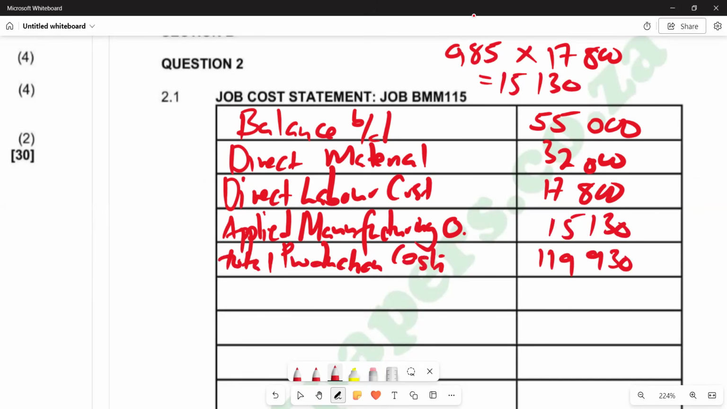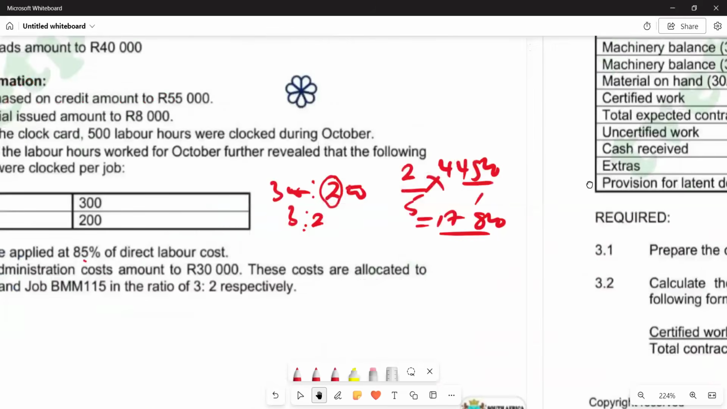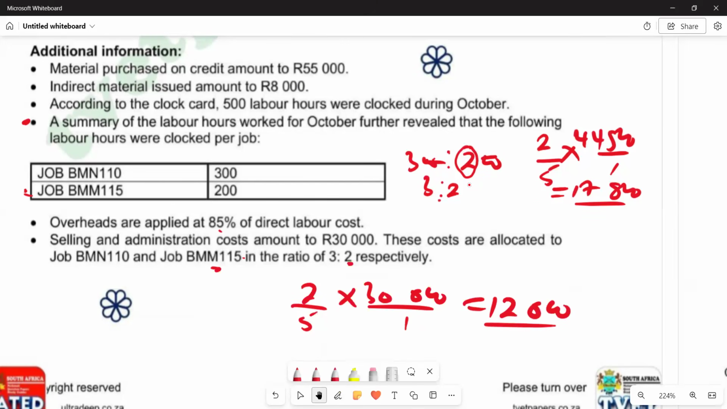Then beneath that, we have some other costs that we can check in the question. Remember, we've got selling and distribution costs, which amount to 30,000. These costs are allocated to job BMM 110 and job BMM 115 in the ratio 3:2, respectively. So what does it mean? The one that we need is BMM 115. So if you add 3 plus 2, you get 5, which is our denominator. Then we check the proportion of BMM 115, which is 2, and we multiply by 30,000. Then you're going to get 12,000. So this is selling and distribution for BMM 115.